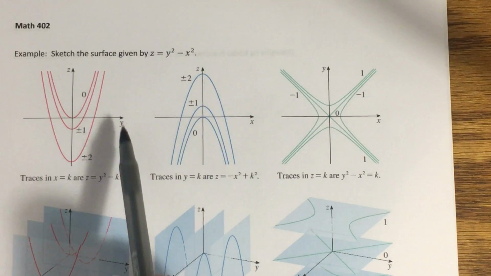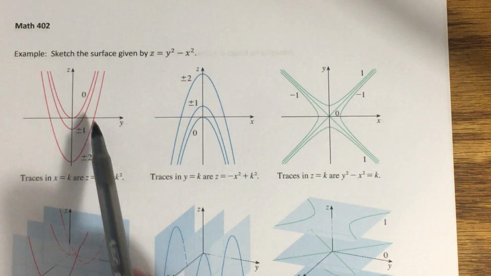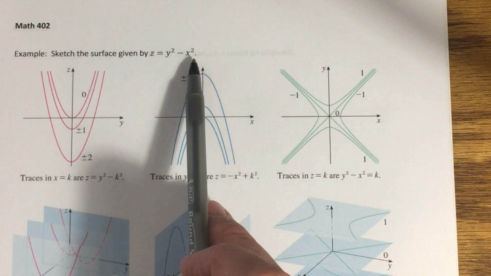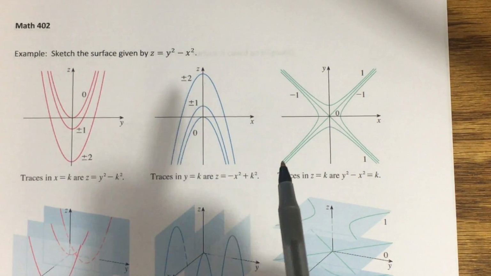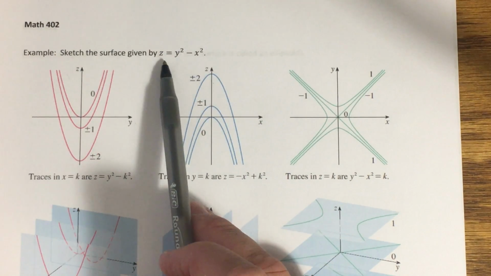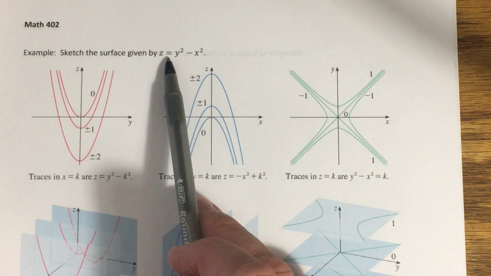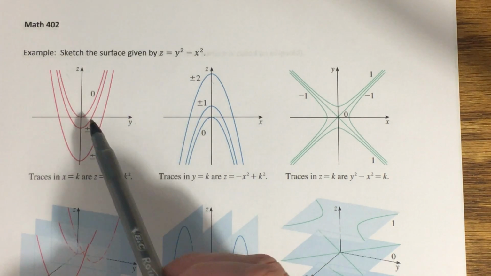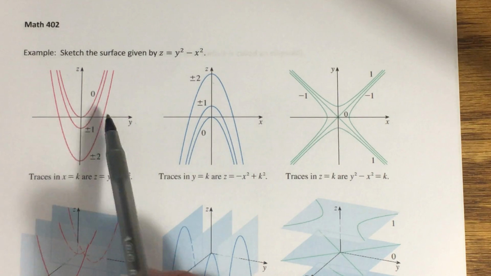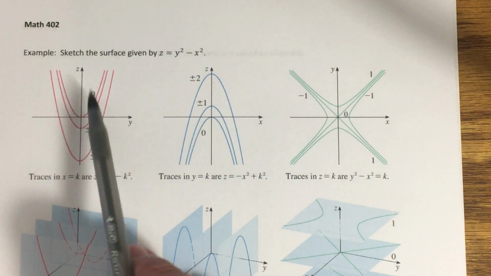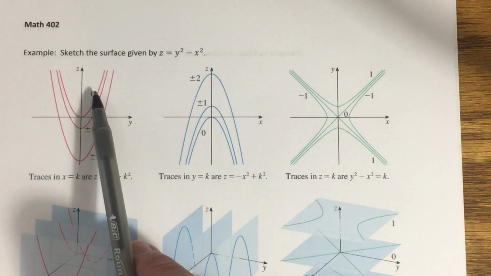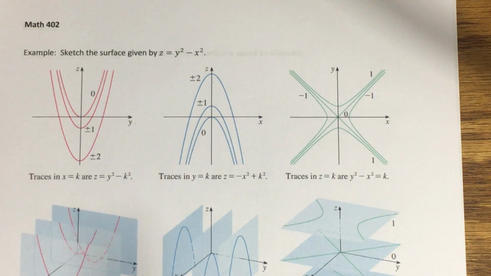Remember, for example, here in the yz plane, we're looking at where x is equal to 0. So if I plugged a 0 in for x here, then this simplifies down to z equals y squared, which is just this parabola right here. And you notice the 0 here. This 0 indicates what we plugged in for x.